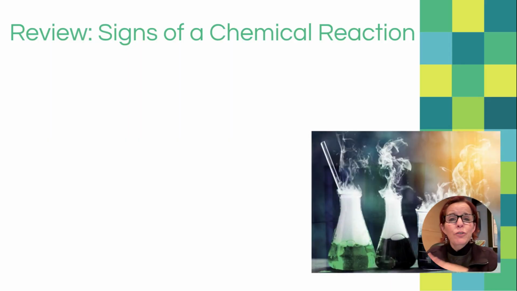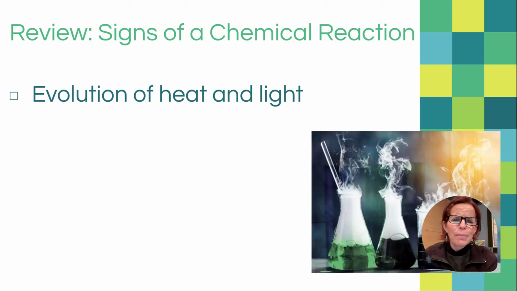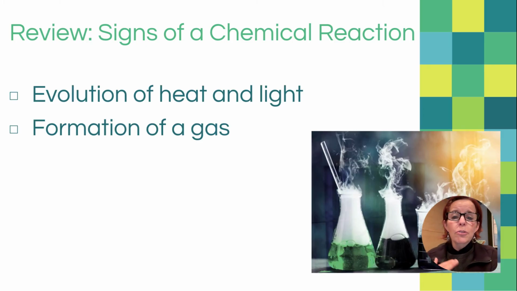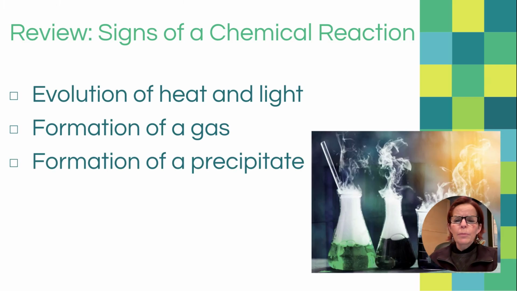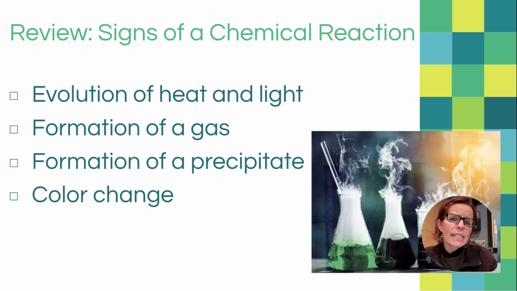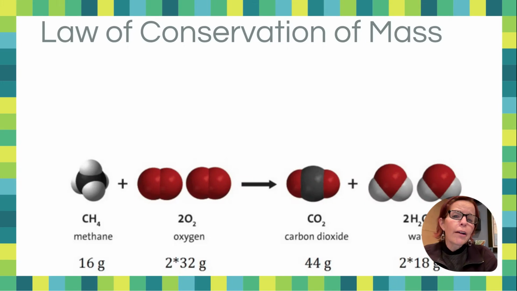All right, so first of all, just a quick review, signs of a chemical reaction. These are things we covered way back in our first unit. If a reaction is giving off heat or light, if a gas is forming, if we form a precipitate, remember that's like a solid that forms in a liquid reaction, or if we see a color change, those are all indicators of a chemical reaction. We've seen that before. So how do we write out a chemical reaction? And that's what we're going to look at tonight.